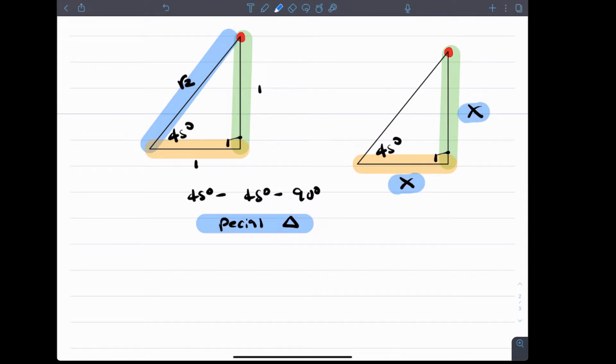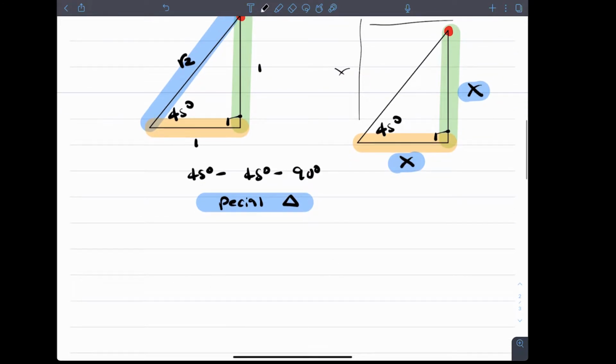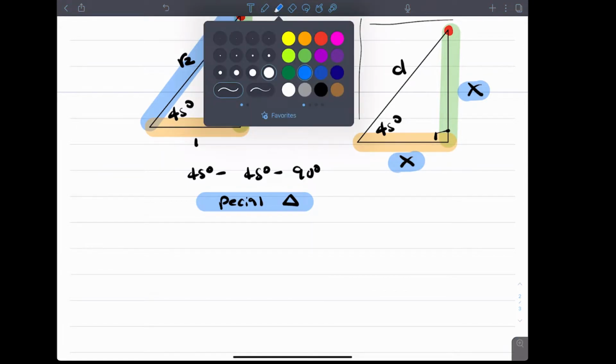That should make sense because this came from a square. Do you guys remember that? Remember we said this is like a square, this is x and this is x? We're going to find that diagonal. I'll call that D, for diagonal. So we're going to look for that diagonal D.